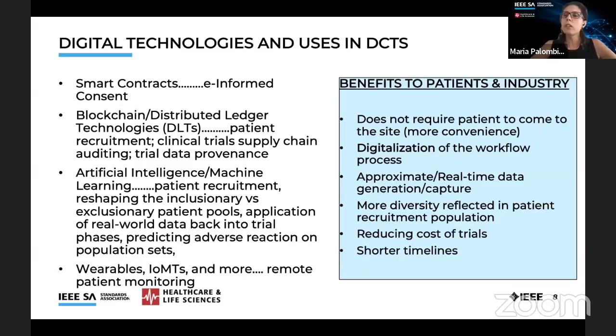But I think we have to look at the scope of why this could be an opportunity. First of all, for patients, it does not require patients to come to a site. So if you live far away, if you're in a rural area, if you're just not able to get to a location, this is a great opportunity, depending also on the therapeutic area and what's required, to have a more diverse inclusion of patients in trials.